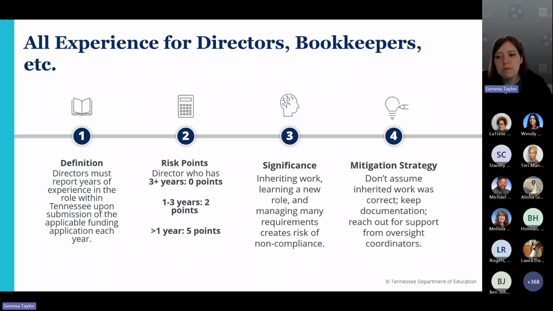LEAs that have multiple staff members listed receive risk based on the newest person added, because there's an assumption there that the person with the more experience is the one that's leaving the role, the one with the least experience is the one joining in.